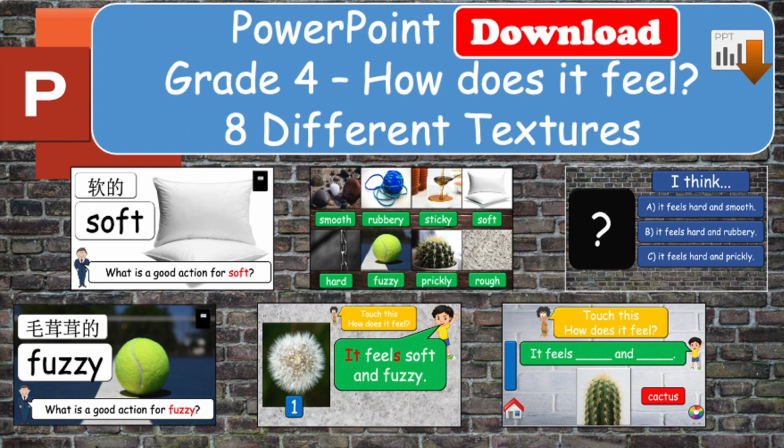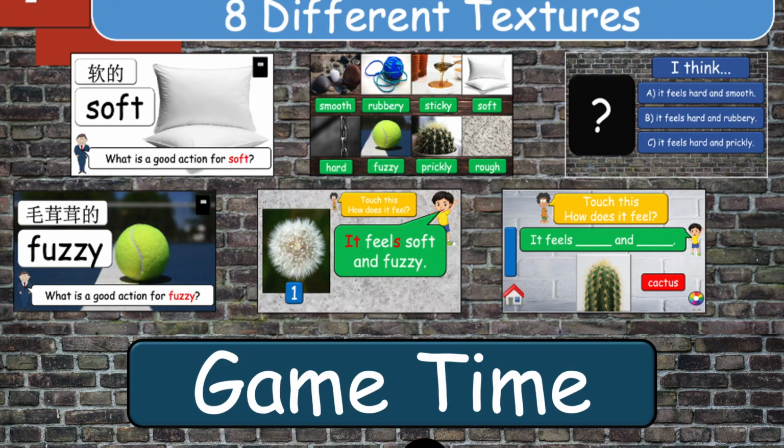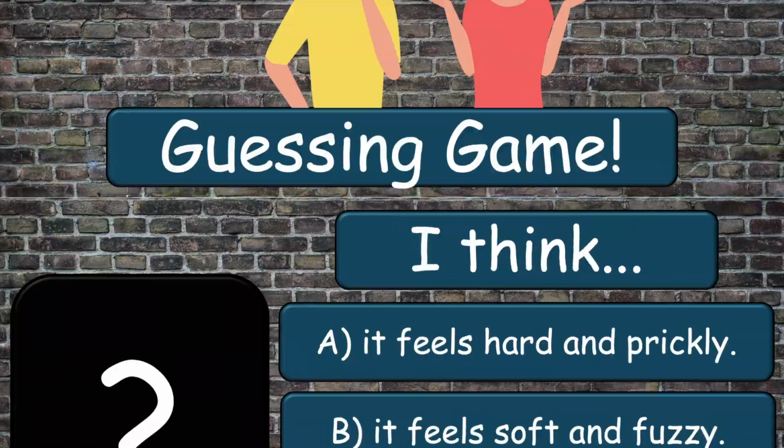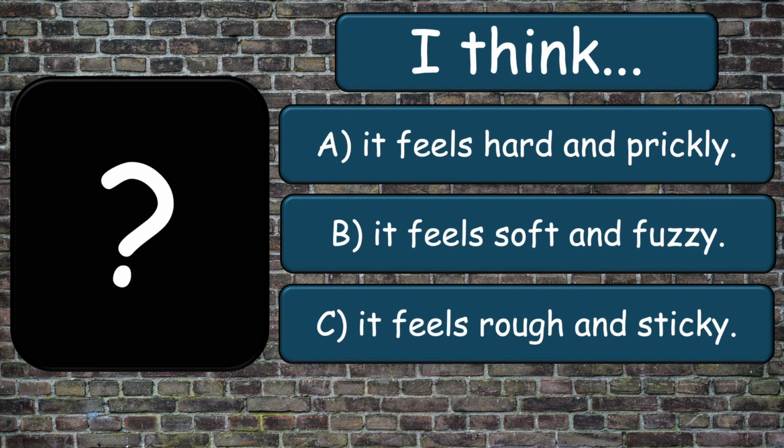Okay, here's another example from How Does It Feel? The 8 Different Textures lesson. This one's a little bit different. Let's take a look at how this one works. So in this lesson, they learned different textures like hard, prickly, fuzzy, soft, sticky, rough. What were the other ones? There's a few other ones.